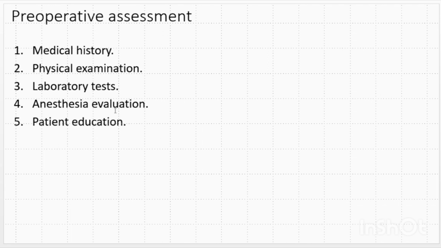Otherwise, if we don't explain before, after surgery they'll start screaming. So we have to inform them beforehand because they don't know anything, they're uneducated people. That is the main important thing in anesthesia, patient education. Before surgery we also have to take consent of the patient and the patient's relatives. It's not only the patient we have to inform, we have to inform the patient's relatives also. That is also a main thing in preoperative assessment.